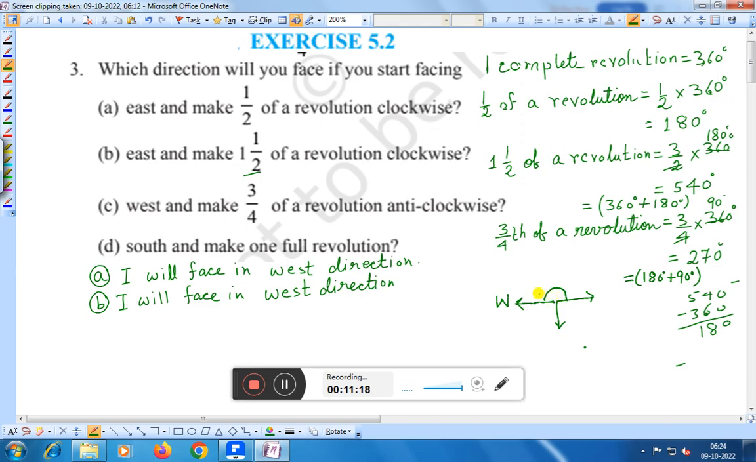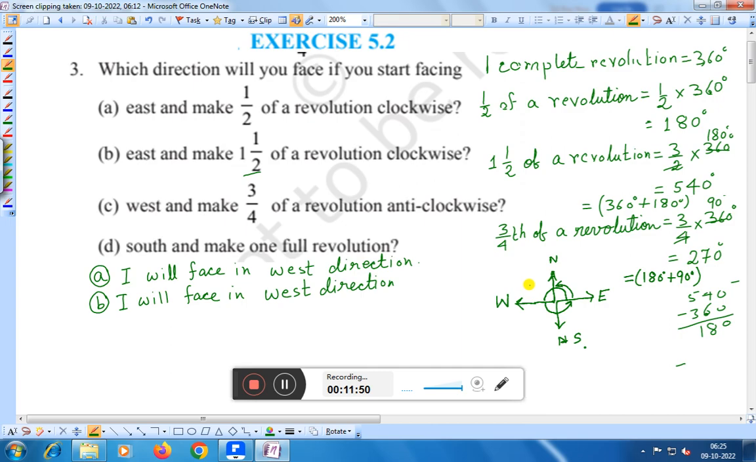That is facing west, right? But you have to go on anti-clockwise. Anti-clockwise means you have to go in this way, right? And again 90 degree. That means up to here. That means this is east, this is west, this is north, and this is south.